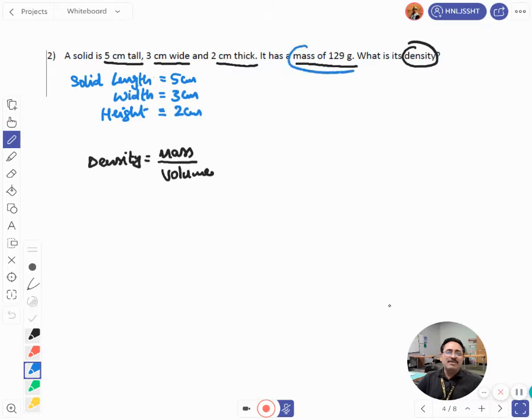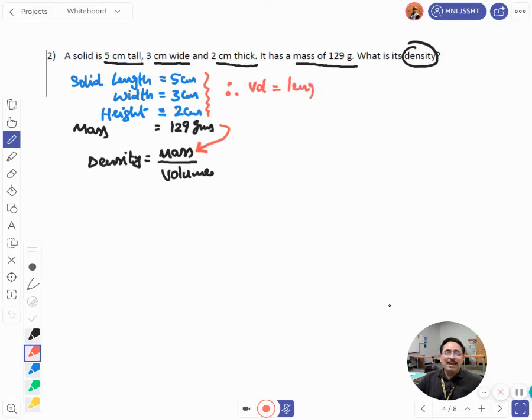And mass is given as 129 grams. Therefore, let me write that mass is equal to 129 grams. You know that mass goes to the numerator. And volume means, do you know how to find the volume of this one? Come on, it's a very easy question.